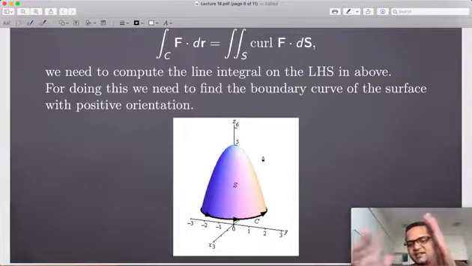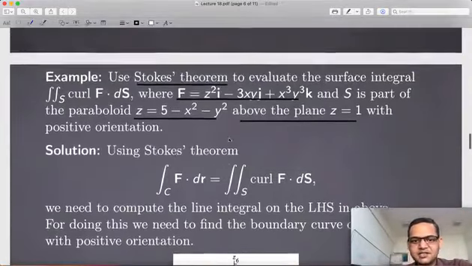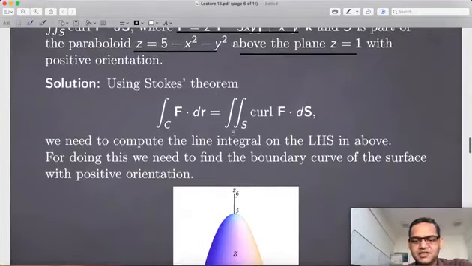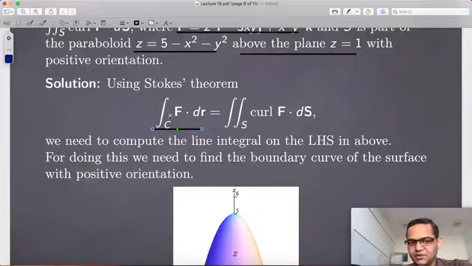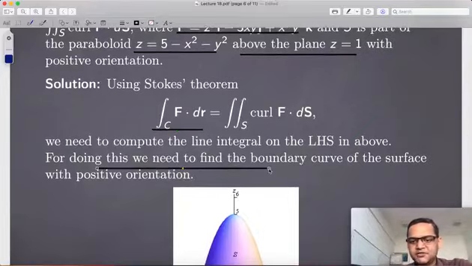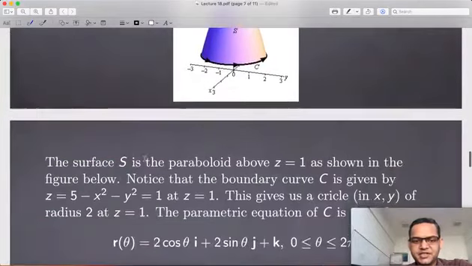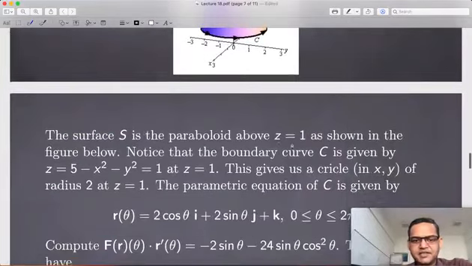So for that I need a closed surface. Okay, so right now, yeah, I have written it over here. So we need to compute the integral if I use the Stokes theorem. So in order to compute this, I need to compute this. Okay, so for doing this, we need to find the boundary curve of this surface with positive orientation, and the surface is given by the paraboloid.